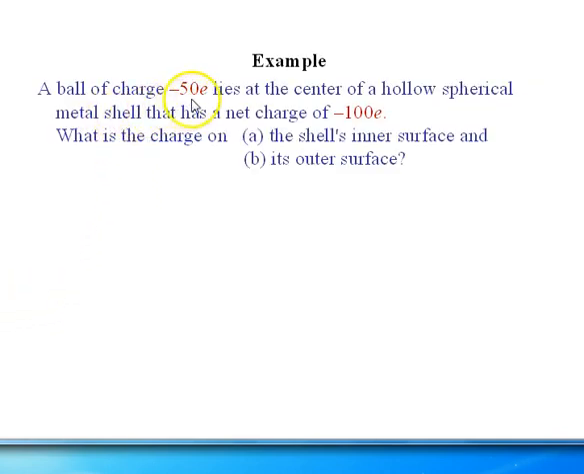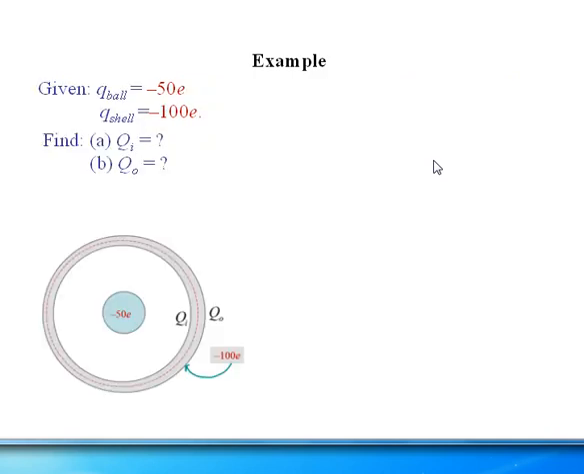We'll have a ball that has negative 50 elementary charges, or an excess of 50 electrons, and that lies at the center of a hollow spherical metal shell that has a net charge of negative 100 elementary charges, or an excess of 100 electrons. And we want to know what is the charge on the shell's inner surface and what is the charge on the shell's outer surface. Now we can't just assume the inner surface has 0 charge, because we do have a ball lying in the cavity. So let's set up our problem.